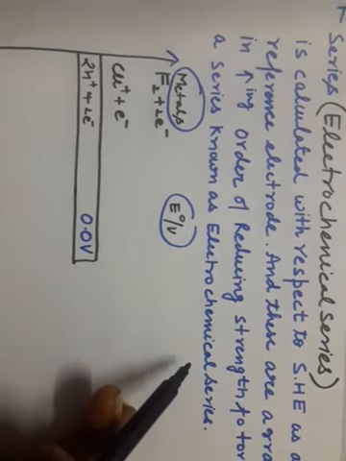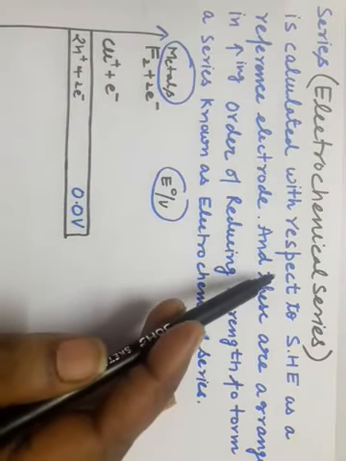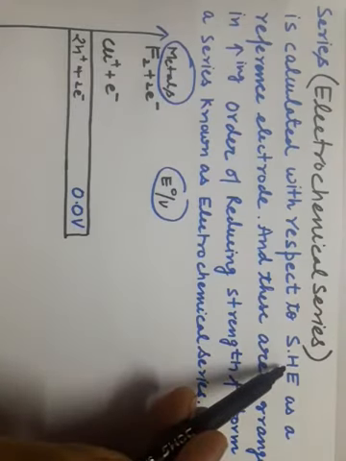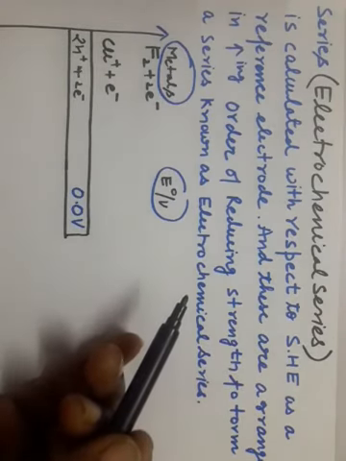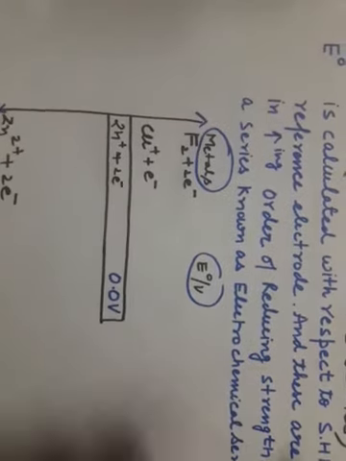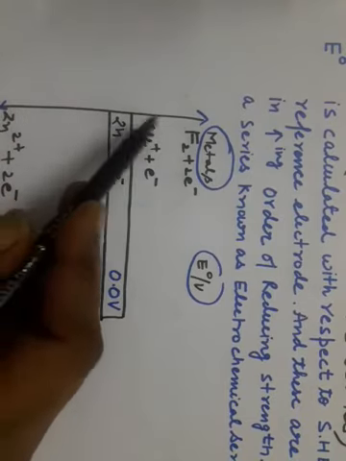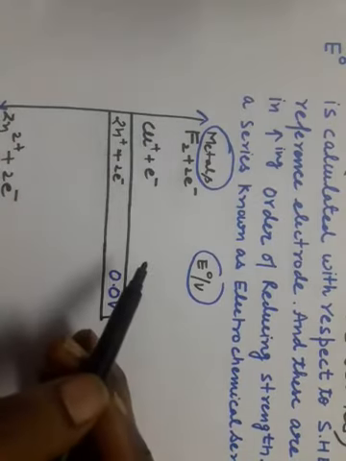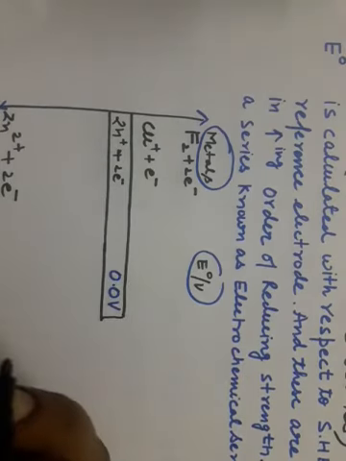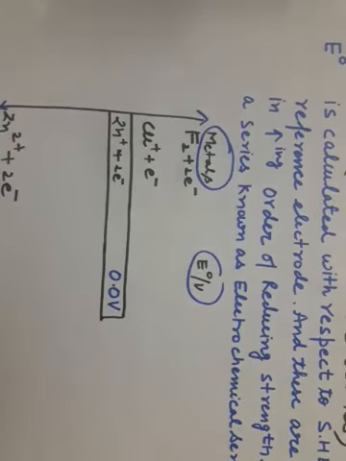See students, in electrochemical series, different metals are used to calculate its EMF with respect to hydrogen electrode, as we have discussed in the previous video, and they all are arranged in a series. See here it is written, it is arranged in increasing order of reducing strength. Means the metals will be placed in increasing order of their reducing strength.